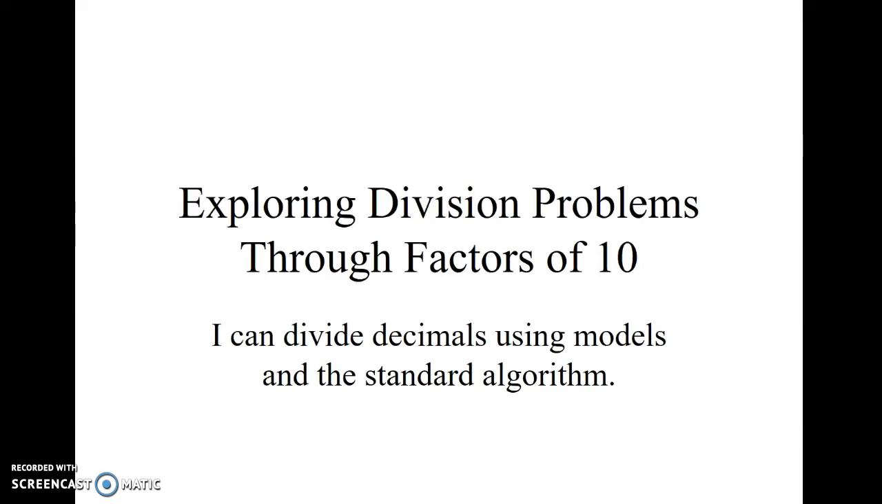Guys, today we're going to talk about exploring division problems through factors of 10. And the I can statement we're working on is I can divide decimals using models and the standard algorithm.